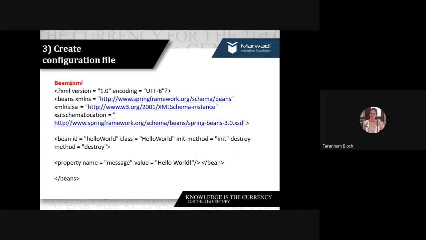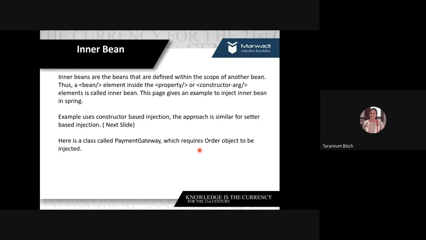You can give any name, that will be your configuration file, where we can mention the creation of the object and wiring of that object with another object. Along with that, we discussed that at times there could be a bean within a bean. We call it an inner bean. And we have seen an example where PaymentGateway is a class which needs the order object in order to do the order processing.